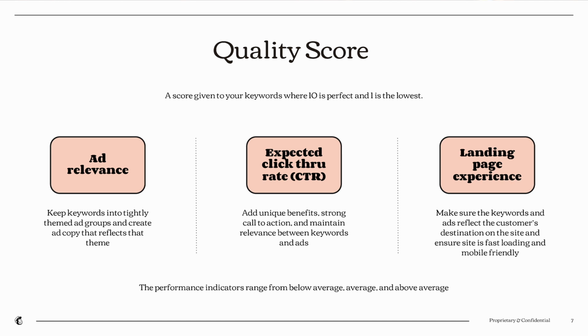And I'll touch on quality score now. This is a metric that Google provides, and it's a rating from 1 to 10. 10 meaning it's perfect, 1 meaning there's room for improvement. It's made up of 3 key indicators, one being ad relevance. So this means based on your keyword groups, how tightly themed are they with the ad copy that you're showing. Next would be your expected click-through rate. That means, are you using unique benefits, strong call to actions that's resulting in a strong click-through rate for your ads? And finally would be your landing page experience.